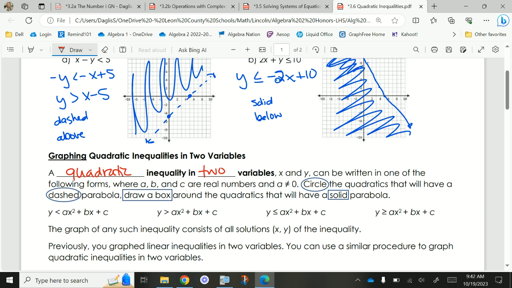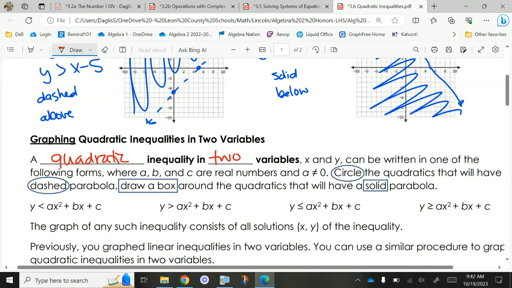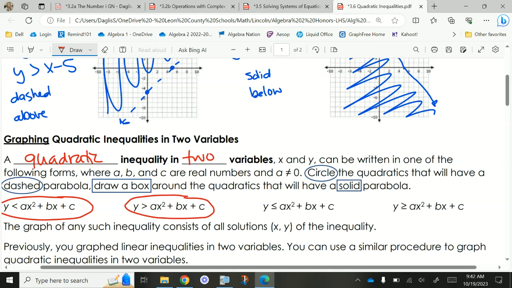Okay, so they are in standard form, and we have y by itself on the other side. Which one of these are going to have a dashed parabola? The first two, yeah, because these are not equal to. So we're going to circle those. Those are dashed. And which ones are going to have a solid parabola? The last two. So that rule is still the same, okay? You knew how to do it in the warm-up. It's the same thing with your parabolas, okay?